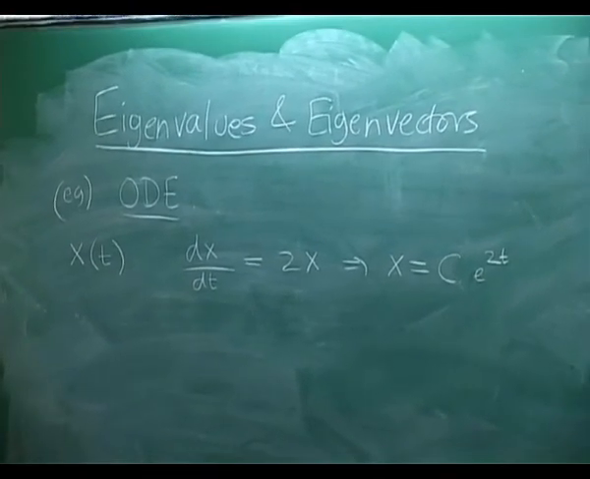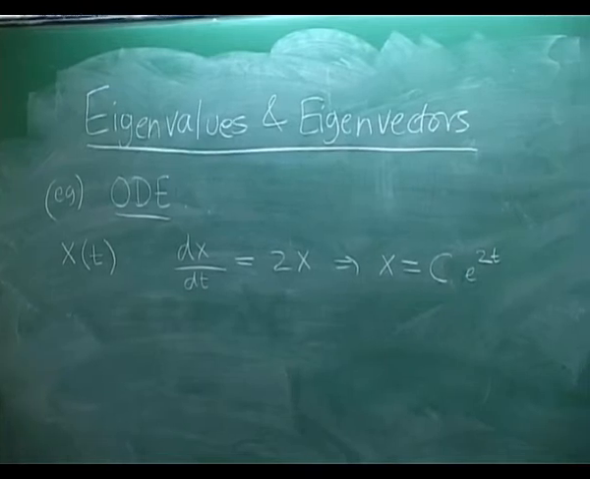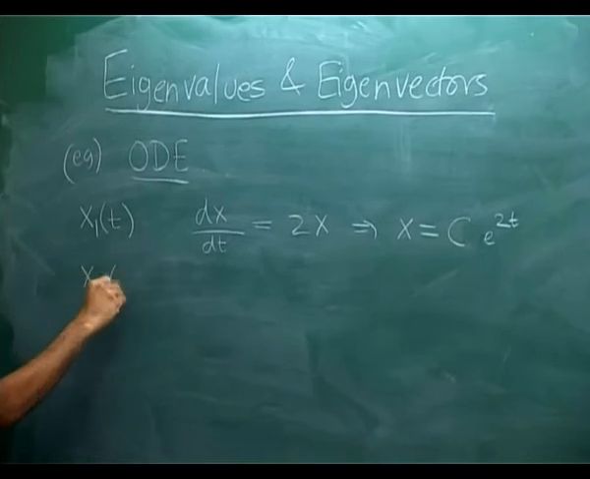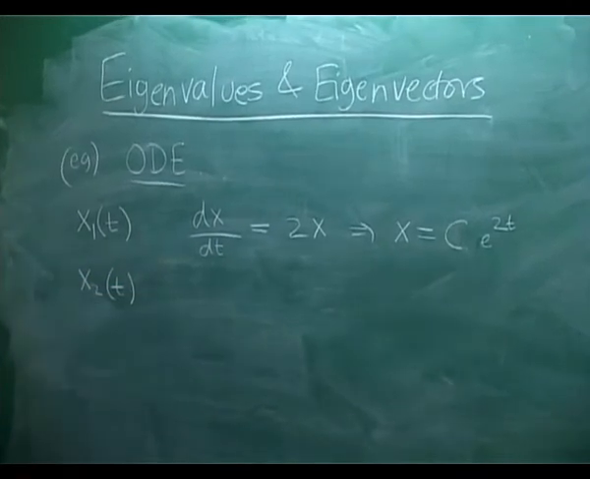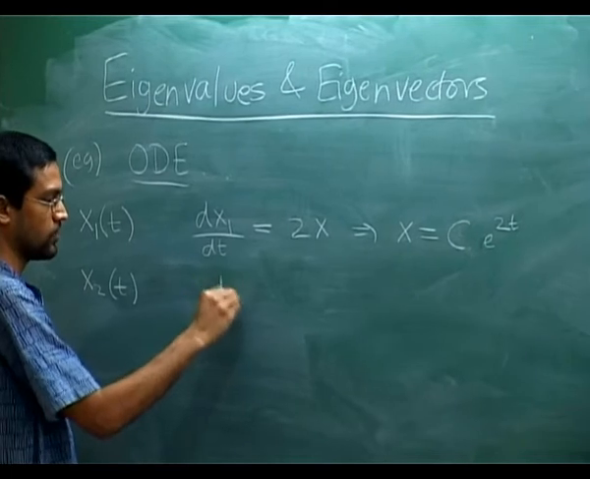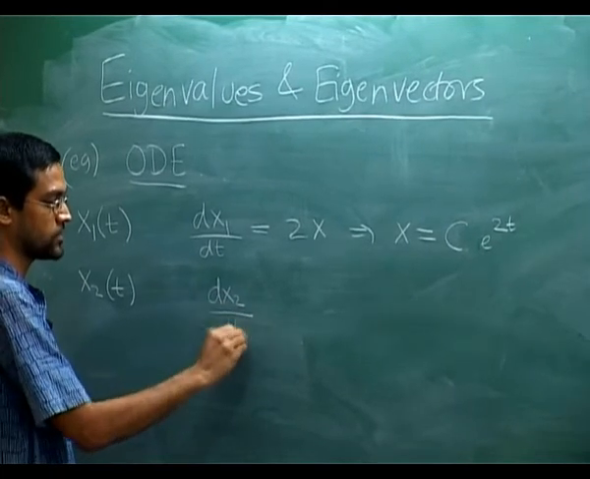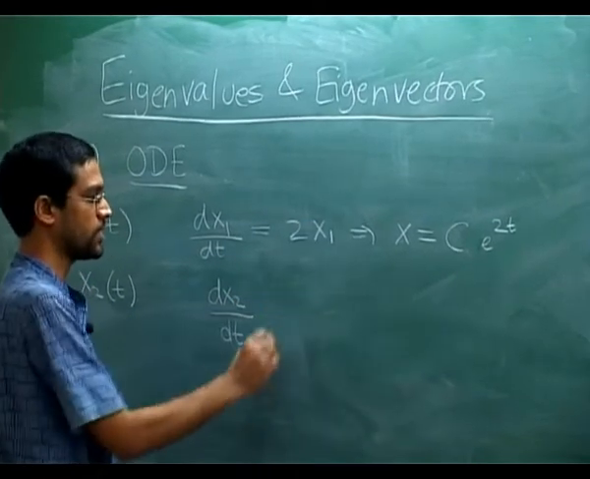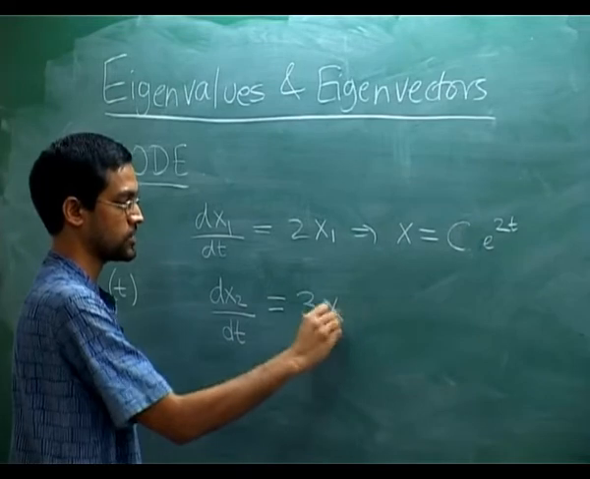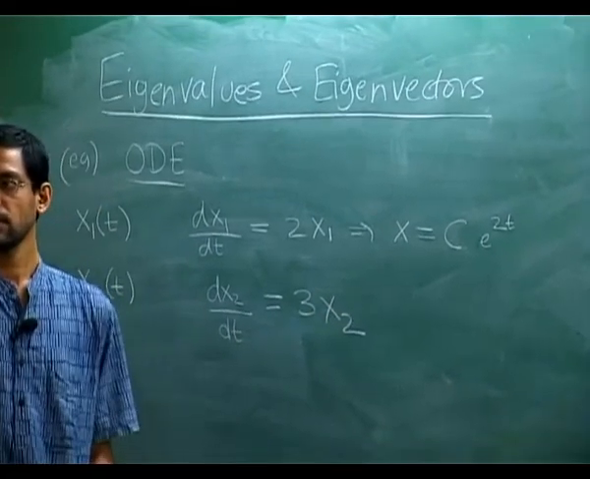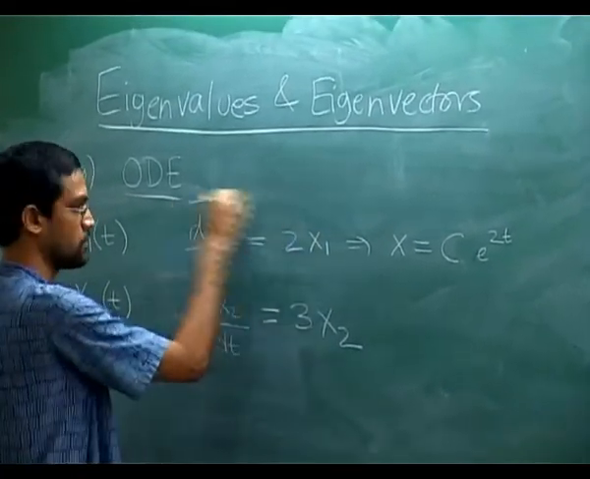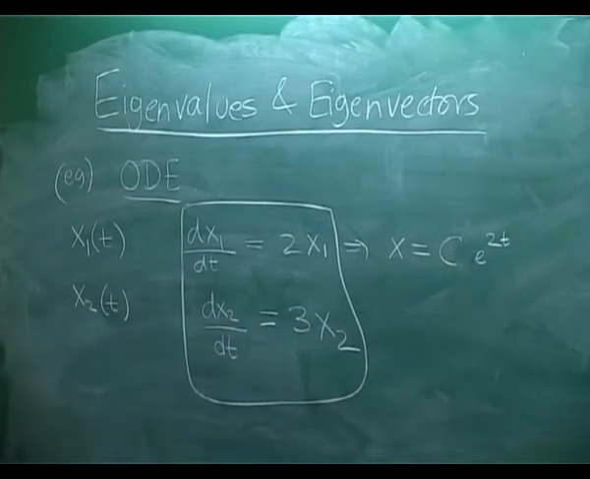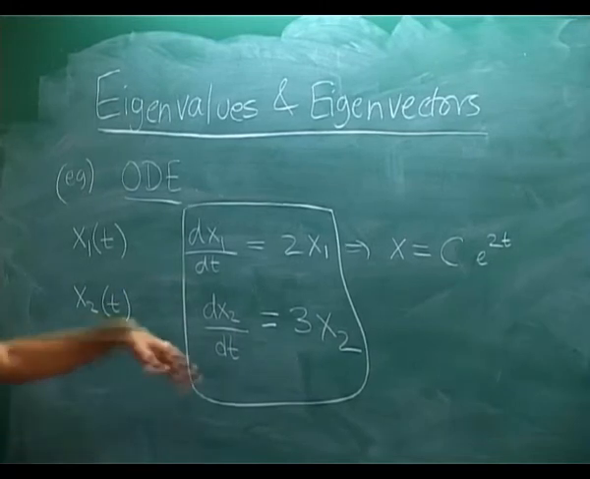Now, let's make this a little more complicated. Instead of one function of t, I have two functions of t. And instead of one equation, therefore, I need two equations. One which tells me what the derivative of x1 is, another which tells me what the derivative of x2 is. And let's say my equations look like this: dx1/dt is 2x1, dx2/dt is 3x2. Such a thing is what you would call a system of equations, right? There are two unknown functions, and there are two equations for those two.